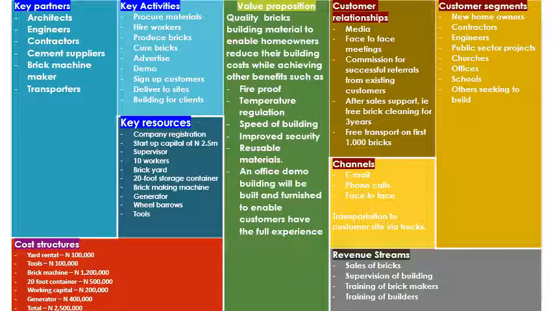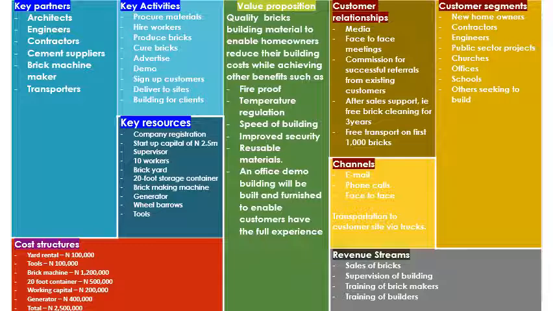What are the key resources Edikan will need for the business? The key resources are a company registration, startup capital of 2.5 million naira, a supervisor, 10 workers to fulfill other roles within the business, a brickyard, a 20-foot container, brick making machine, generator, wheelbarrows, and other tools.